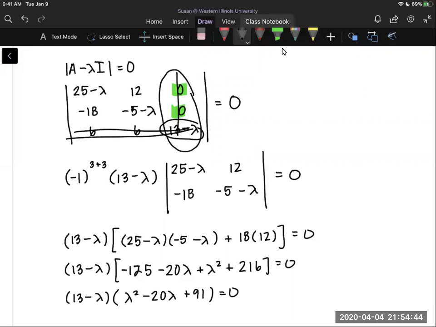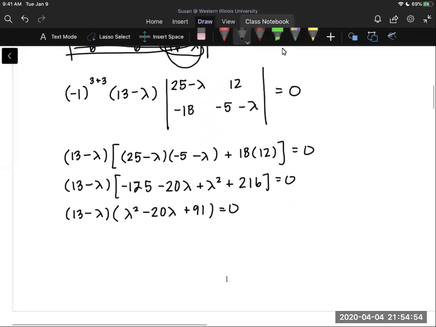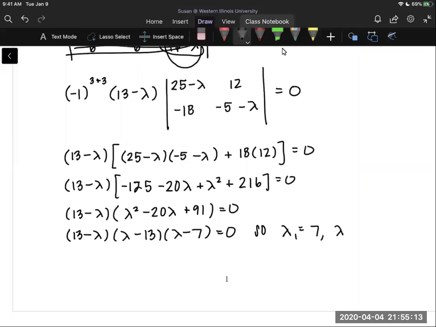And miraculously, 91 is not prime. It looks like it is, but it has factors of 13 and 7, which are going to work out perfectly for us. So 13 minus lambda, lambda minus 13, lambda minus 7. All right, so we have lambda 1 equals 7, and lambda 2 equals lambda 3 equals 13.